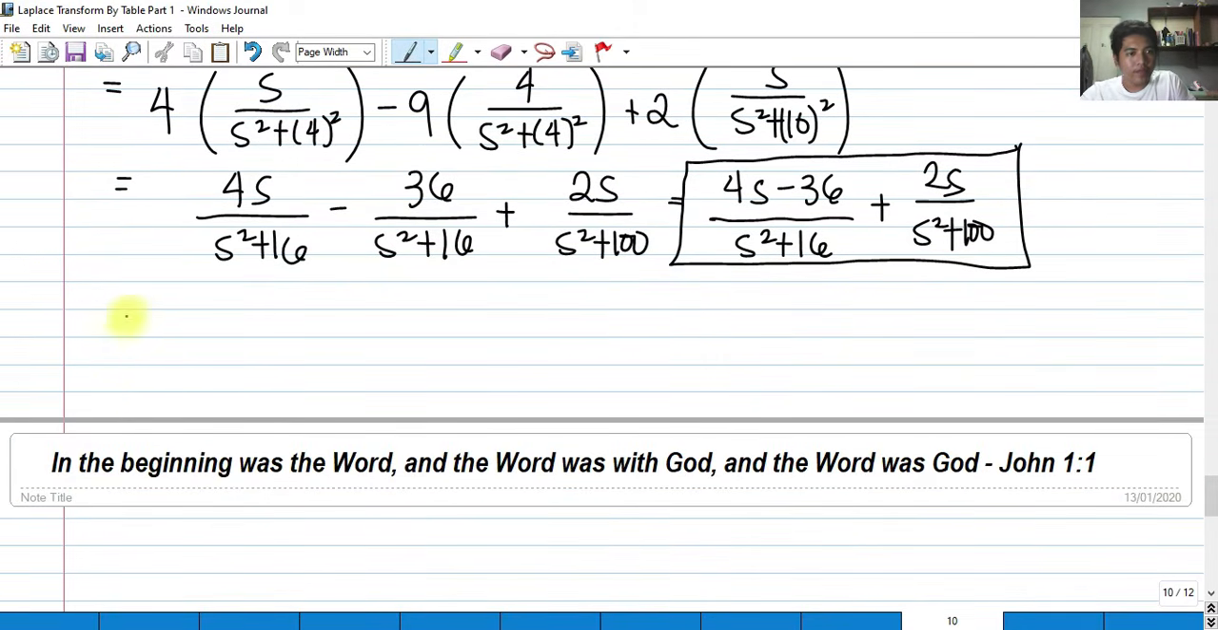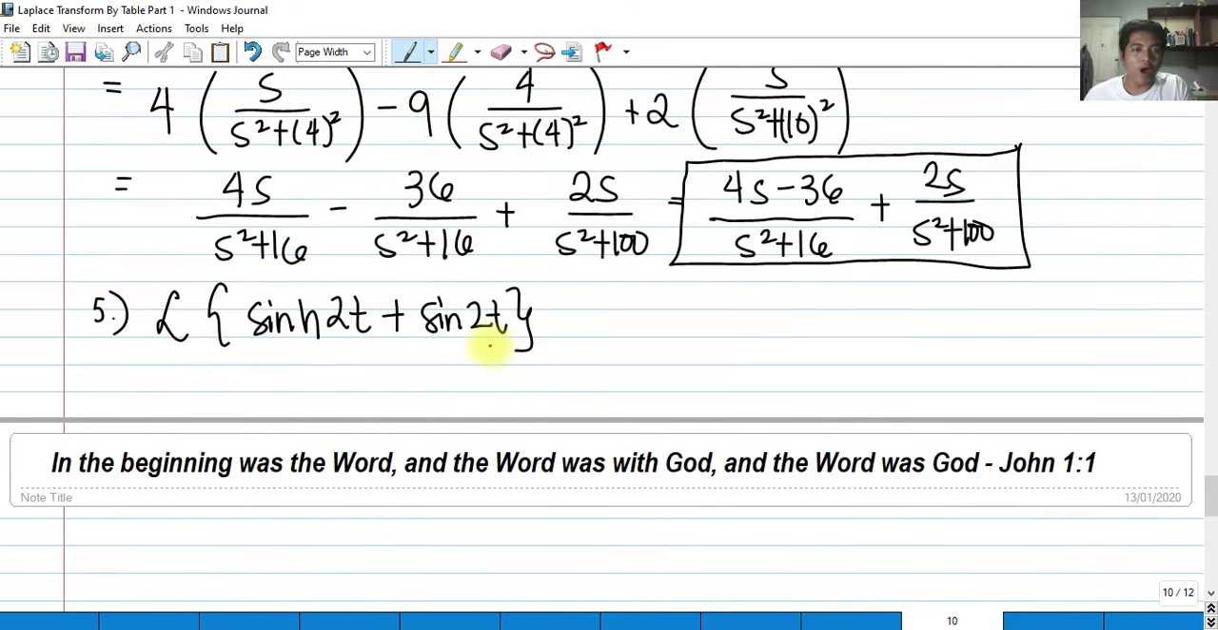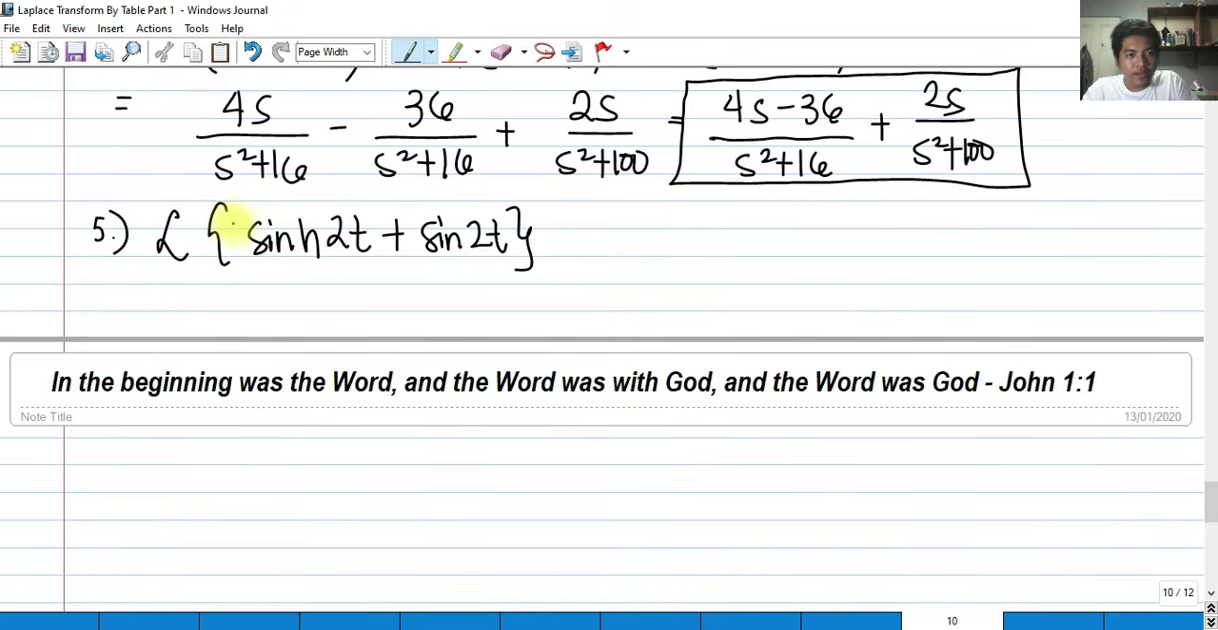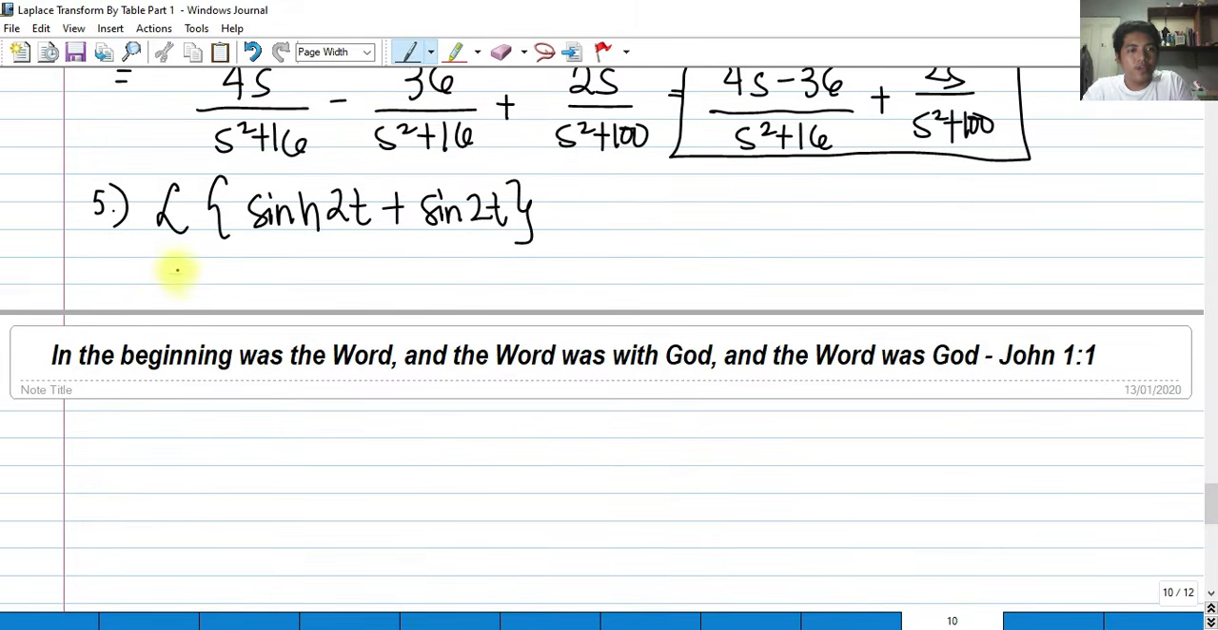For number 5, let us find the Laplace transform of the hyperbolic sine 2t plus sine of 2t. So, hyperbolic sine and sine have different Laplace transforms. I think the given is actually this. So, it's pretty easy. Why? Because if you evaluate this, this is in the table of Laplace transforms.